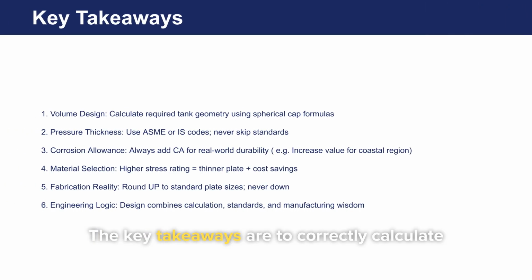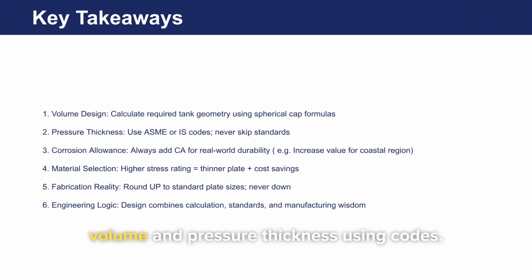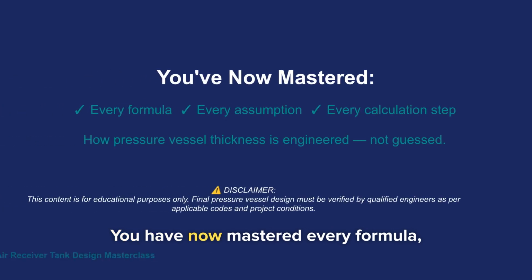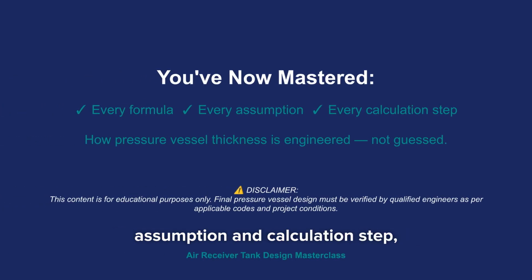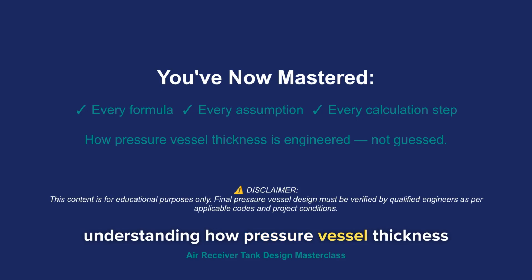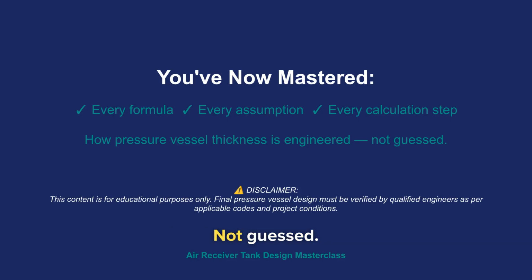The key takeaways are to correctly calculate volume and pressure thickness using codes. Always add corrosion allowance, and remember that higher stress materials mean thinner plates. Fabrication reality requires rounding up to standard plate sizes, combining calculation with manufacturing wisdom. You have now mastered every formula, assumption, and calculation step, understanding how pressure vessel thickness is engineered, not guessed.